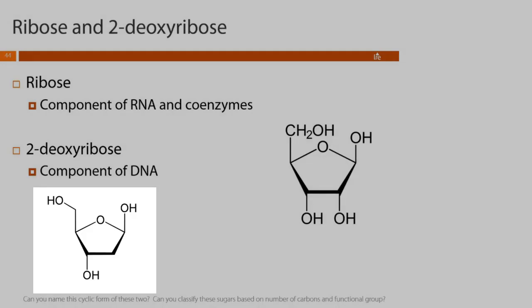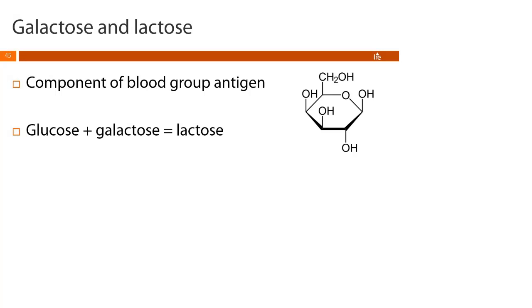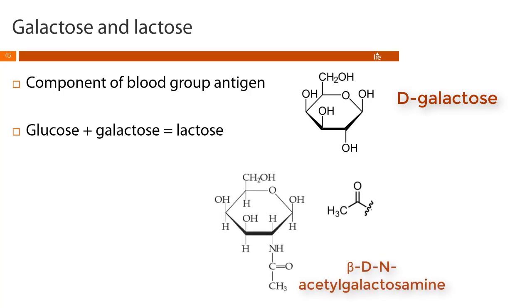And the last monosaccharide we're going to talk about today is galactose. Galactose, along with a galactose derivative, beta-D-N-acetylgalactosamine, are components of blood group antigens that determine our blood type. So let's take a look at the structure of galactose and N-acetylgalactosamine.